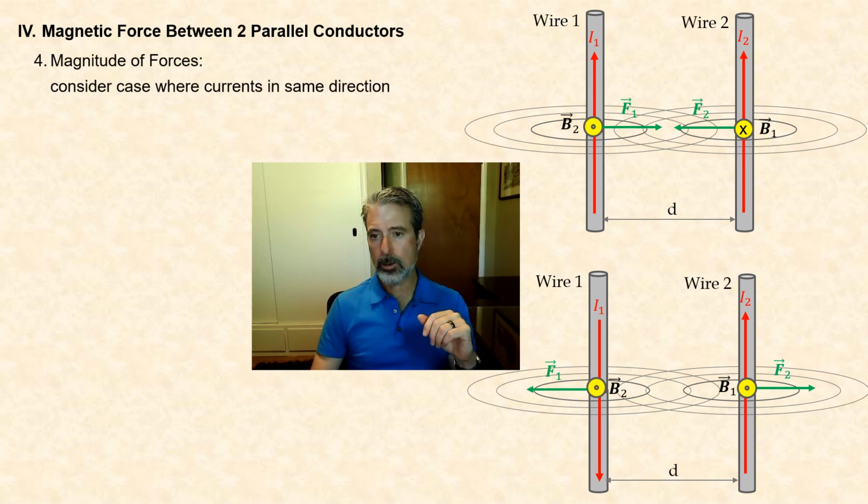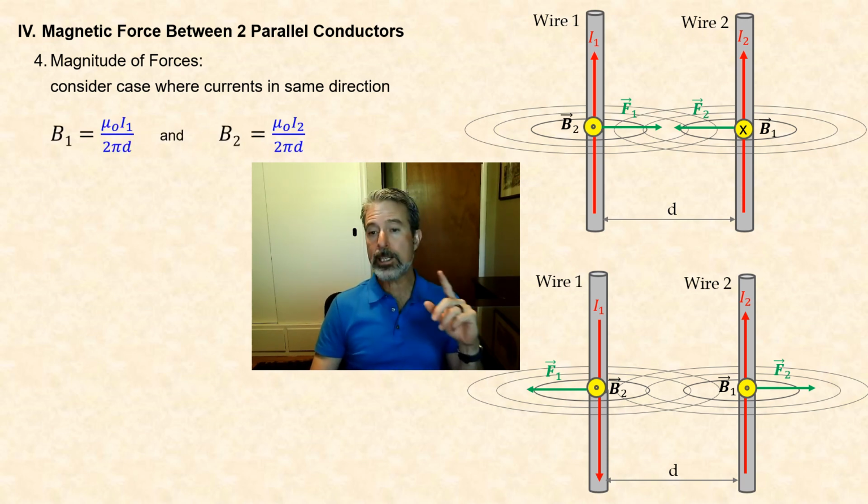So we will just arbitrarily consider the case where the currents are in the same direction, like the top picture here. And as we said, we need to start by knowing what the magnetic field looks like for each of these wires. We derived the expression previously: mu naught I over 2 pi r, I being the current, r being the distance away from the wire where we are evaluating the field. Since we placed the other wire a distance little d away from the first wire, the distance we're looking at is little d.